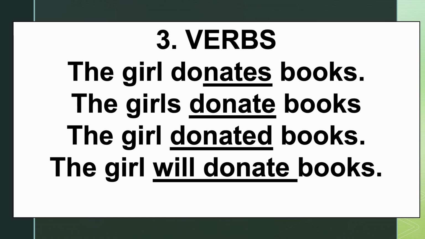Next are verbs. Verbs are describing words. They show action. So we have here an example. The girl donates books. So what is the verb here? What did the girl do? Donates. Alright, how many subjects do we have? It's only one. That's why the verb should be in the S form.